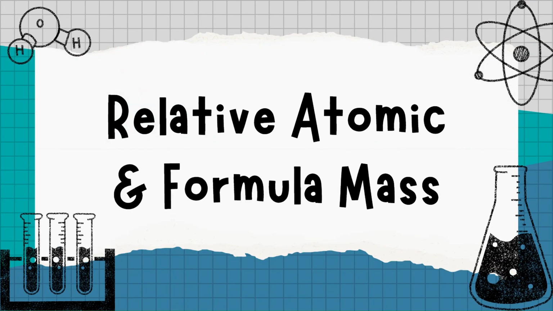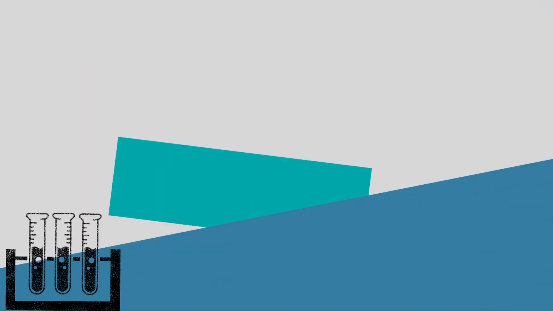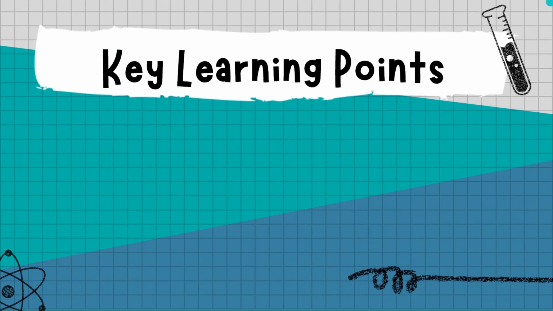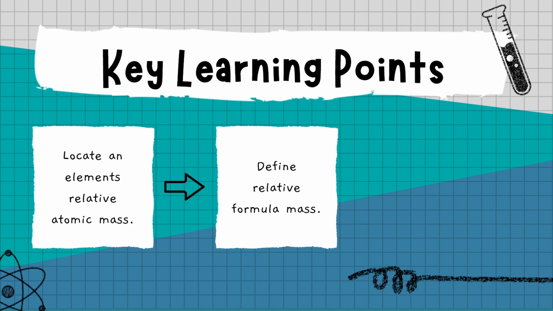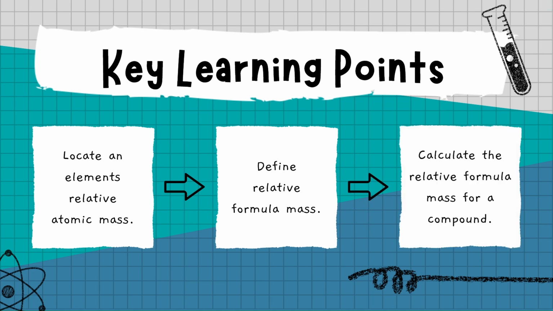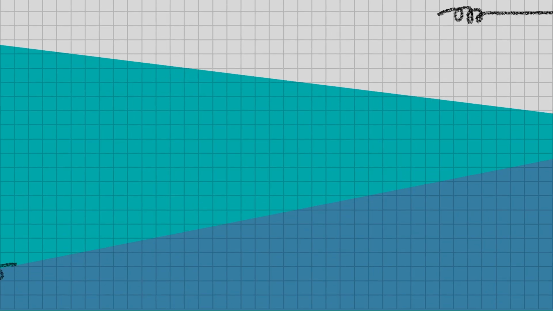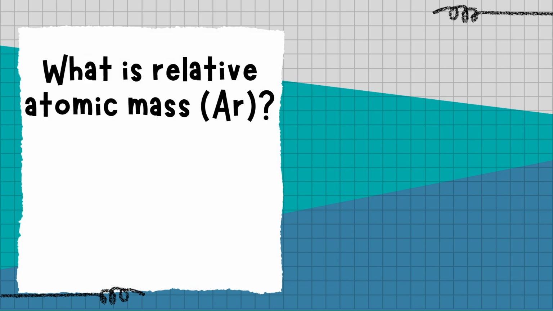Today we're diving into two super important concepts, relative atomic mass and relative formula mass. If these terms sound like tongue twisters, don't worry, I've got you covered. Let's get started. The key learning points of this lesson are: learn how to locate an element's relative atomic mass in the periodic table, define the relative formula mass, and how to calculate the relative formula mass of a compound. First, we will look at what is the relative atomic mass.